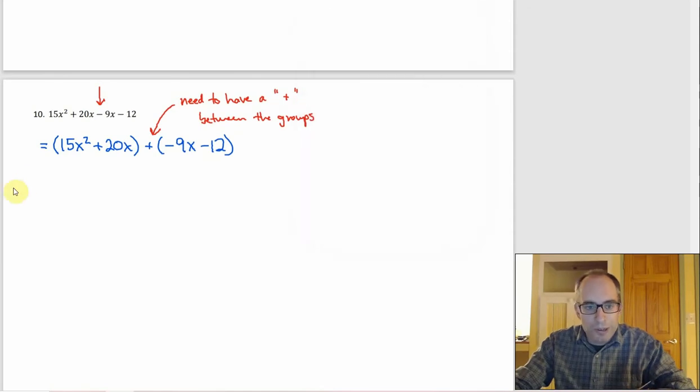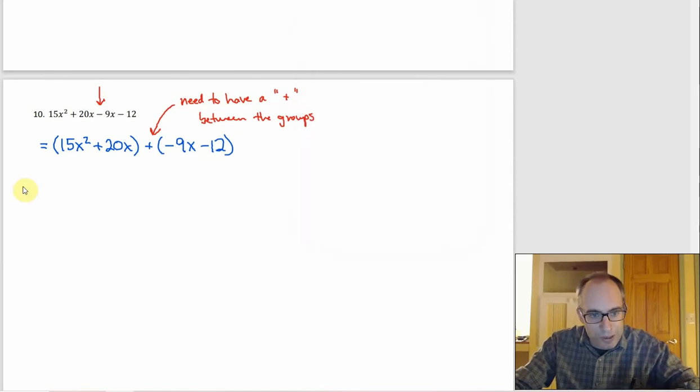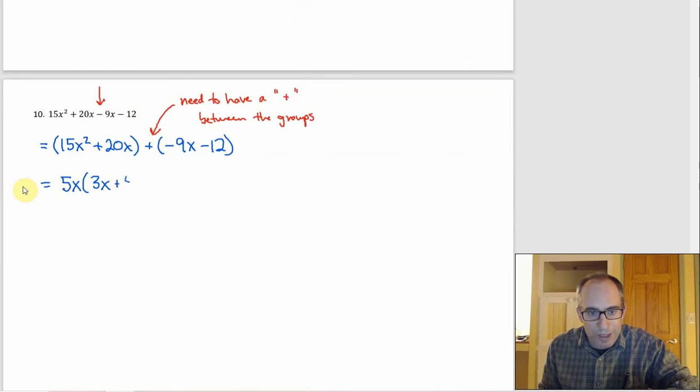Okay, well then this will work just the same way it did before, where we look at these two coefficients and see they're both divisible by 5. We can factor out a 5. Then with x squared and x, we can factor out an x. So 5x times 3x would give you the 15x squared, and then 5x times 4 would give you the 20x, right?